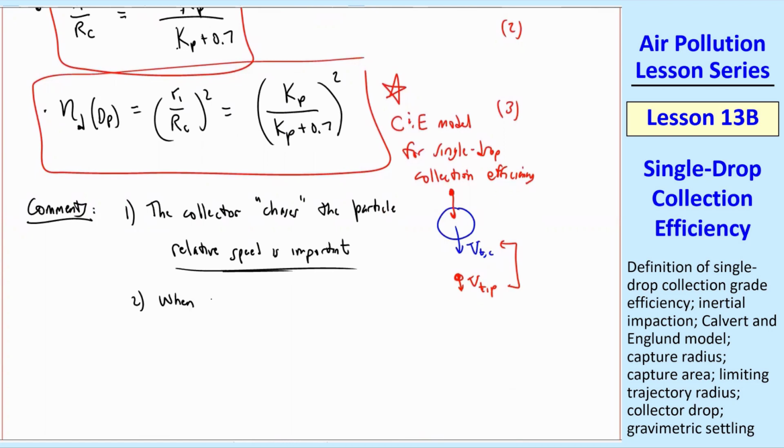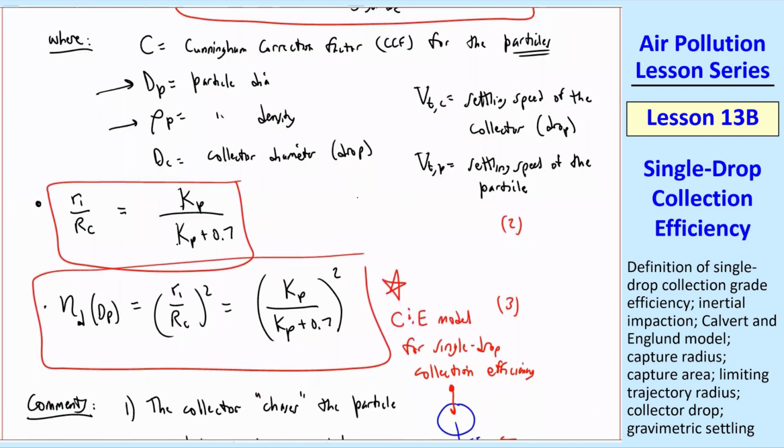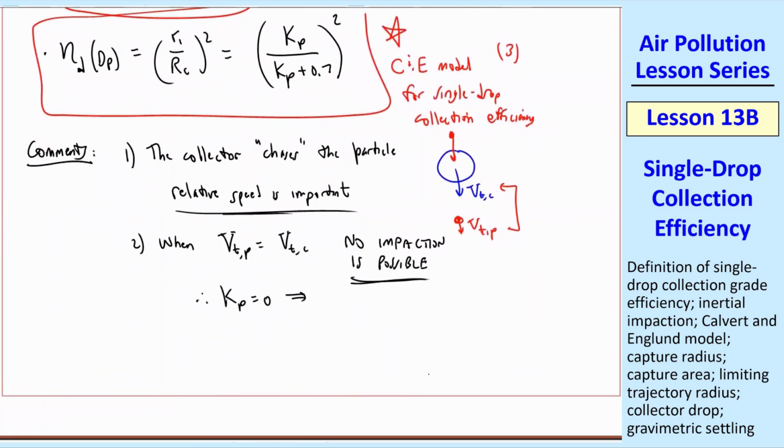And number 2, as I just said, when VTP equals VTC, no impaction is possible because they're both falling at the same speed and they can never hit each other. Therefore, Kp is 0 from equation 1. You can see that Kp is going to be 0. And then that makes A to D as a function of dP 0. And that makes sense physically.